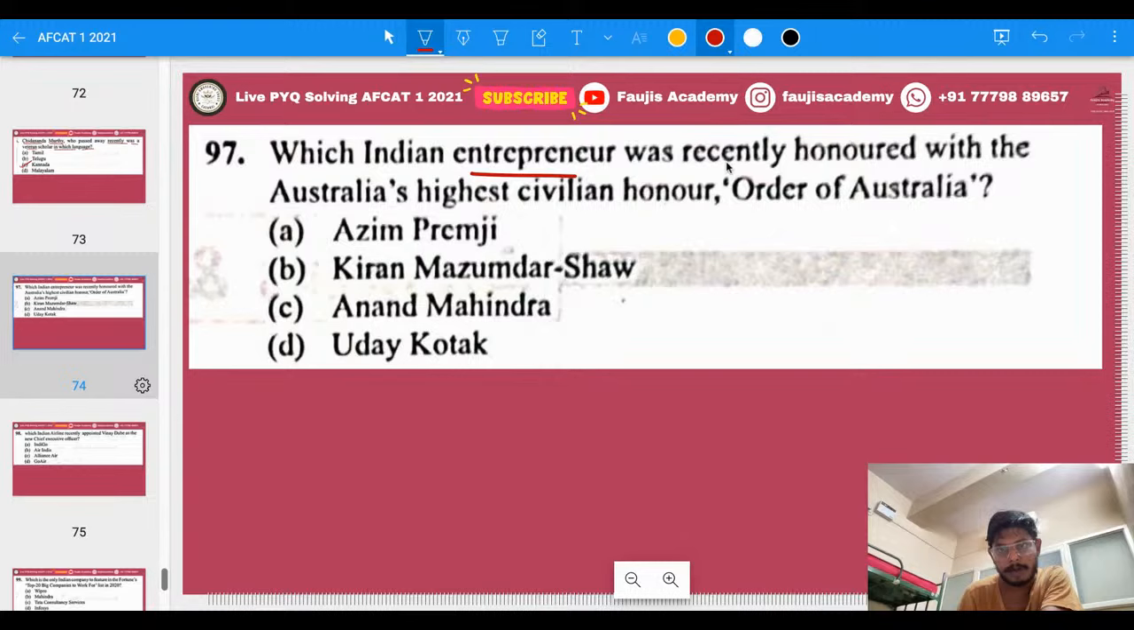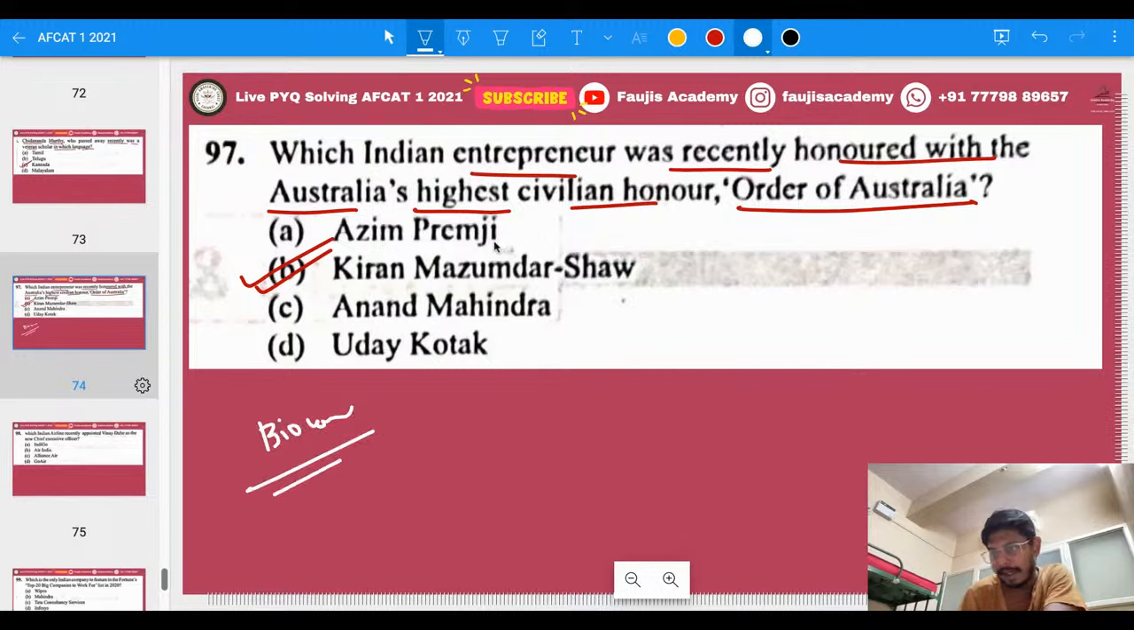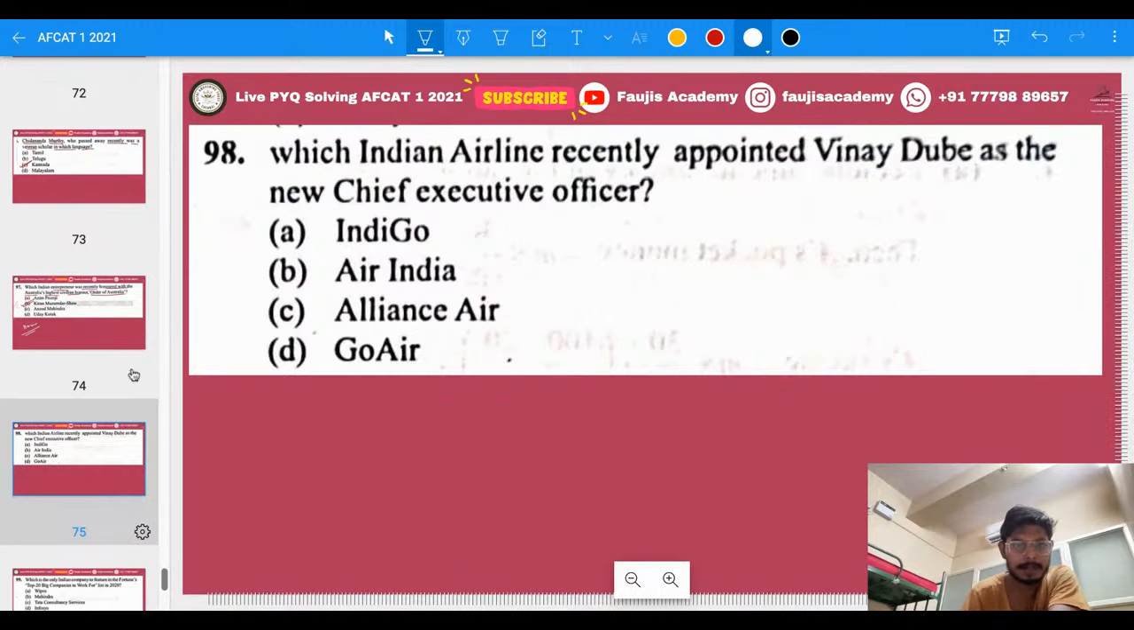Which Indian entrepreneur was recently honored with Australia's highest civilian award, Order of Australia? This is again an old current affairs question. It was given to none other than Kiran Majumdar Shaw. She is the chairman of Biocon. Okay, and she is a billionaire lady. Biocon, right? She is a billionaire lady. So just keep that in mind.